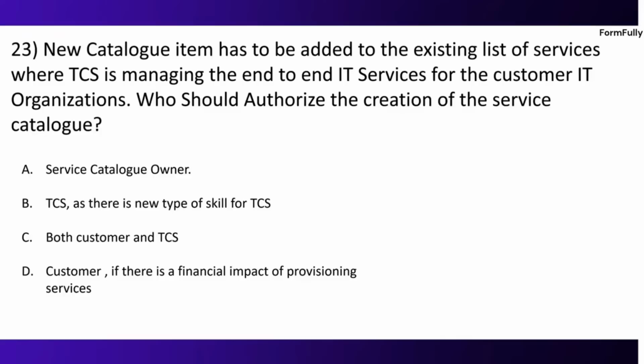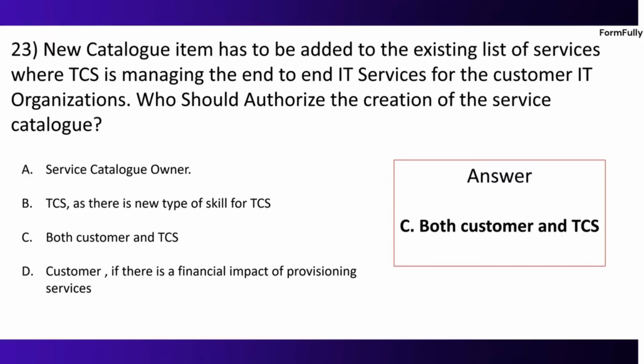Question 23. New catalog item has to be added to the existing list of services where TCS is managing the end-to-end IT services for the customer IT organizations. Who should authorize the creation of the service catalog? Option A, service catalog owner. Option B, TCS as there is new type of skill for TCS. Option C, both customer and TCS. Option D, customer if there is a financial impact of provisioning services. And the correct option is C, both customer and TCS.